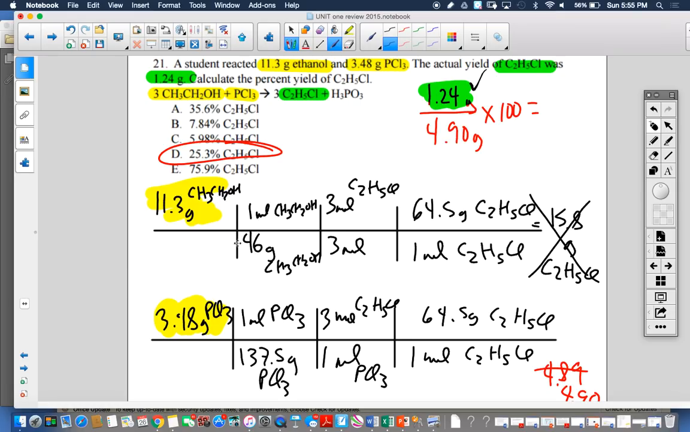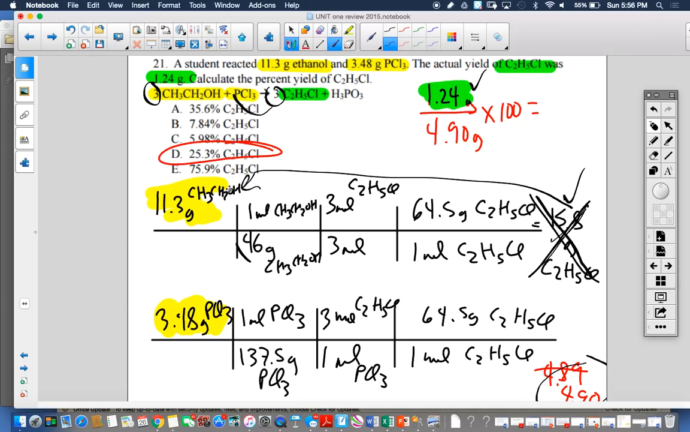You take the molar mass. This is 46 into 1 equals 1 mole, 3-to-3 ratio from the equation, and then the molar mass of C2H5Cl. I get 15.8 at the end of this grid. If I take 3.18, divide by the molar mass, I get a mole. It's a 1-to-3 ratio, and the molar mass at the end is 1 mole equals 64.5. When I run both grids, that's what I get at the bottom of the grid. I get 4.90.